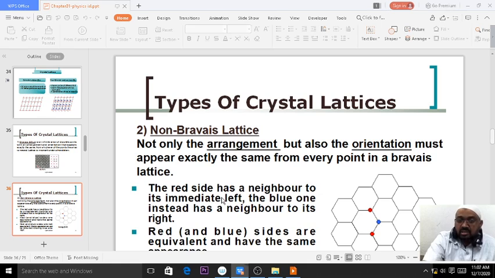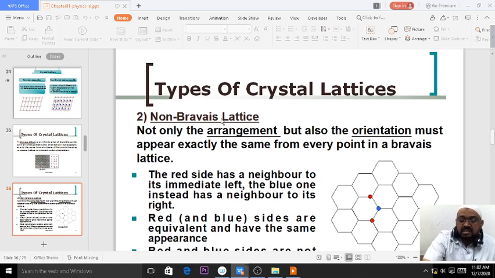We just studied the Bravais lattices. Now what are non-Bravais lattices? Not only the arrangement but also the orientation matters. What is the orientation? It means the direction. You will find that the arrangement of the atoms will not be in a perfect periodic manner, but the direction of the arrangement of the atoms is what we call the orientation.